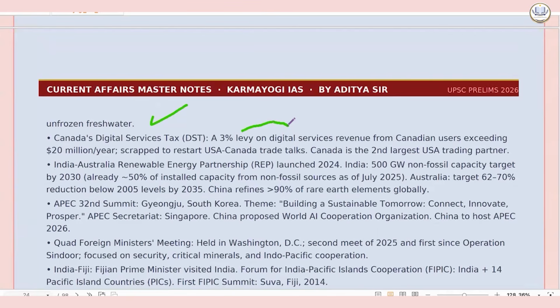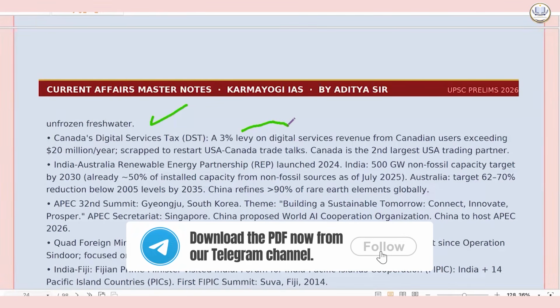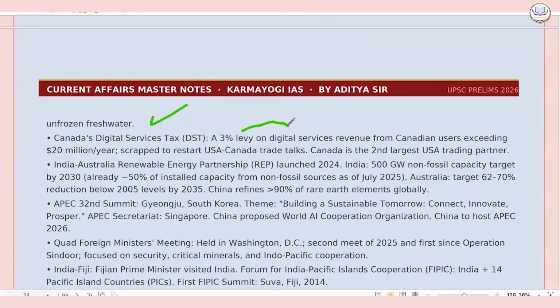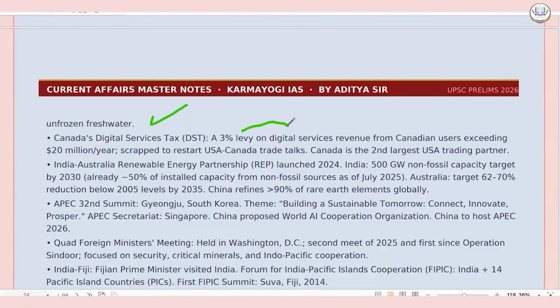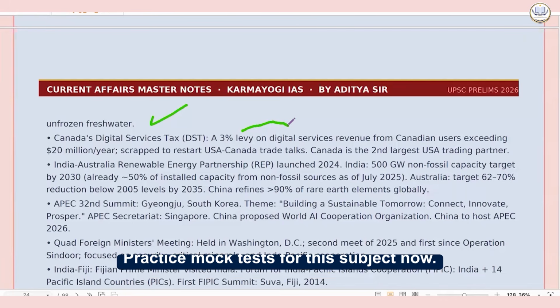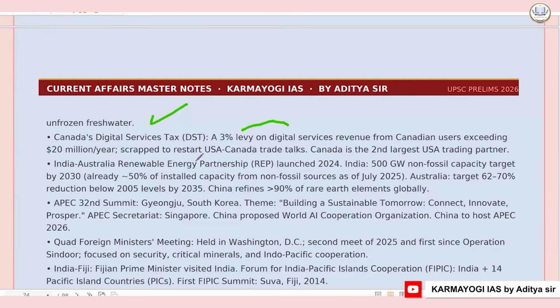India-Australia Renewable Energy Partnership, that is RAP, launched in 2024. India's 500 gigawatt non-fossil capacity target there by 2030. Already 50% of installed capacity from non-fossil sources as of July 2025. Australia's target is 62 to 70% reduction below 2005 level by 2035, and China refines greater than 90% of rare earth elements globally.